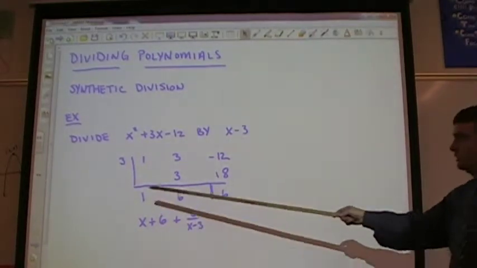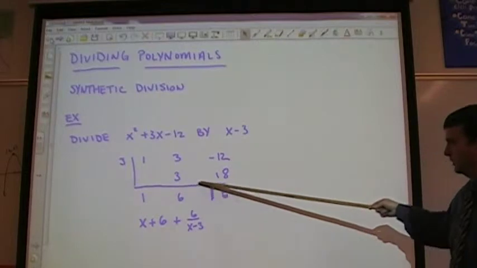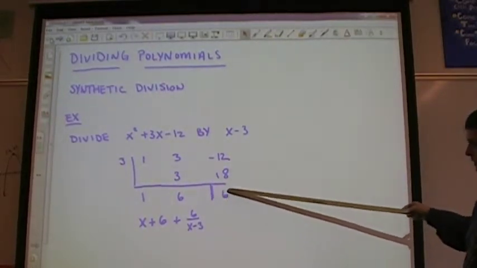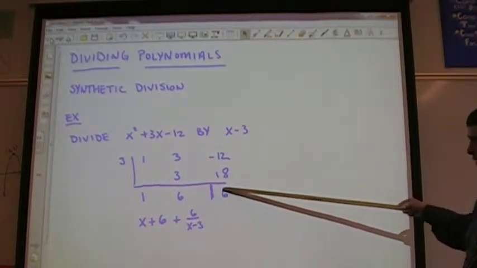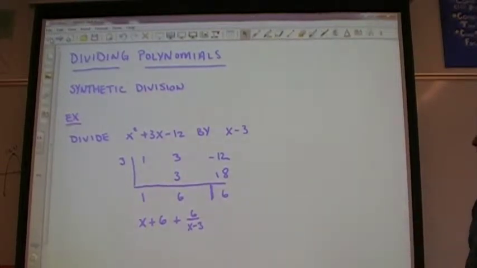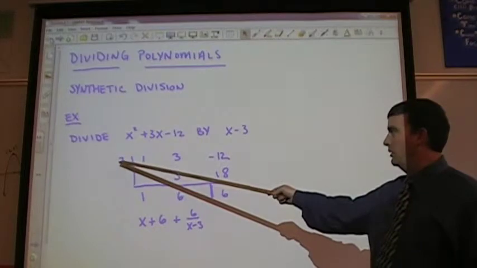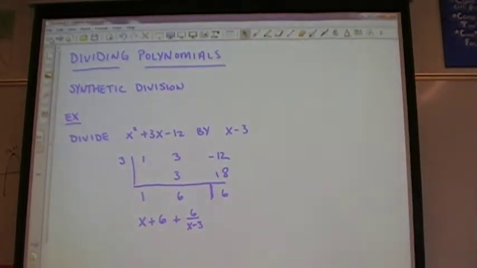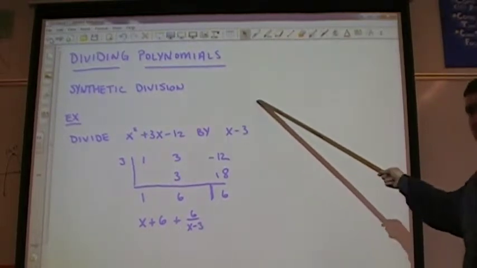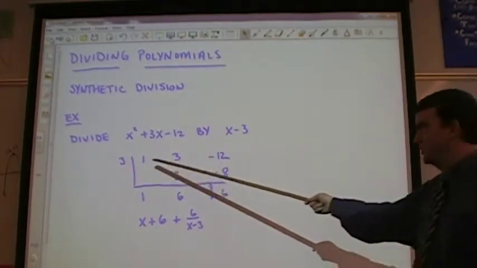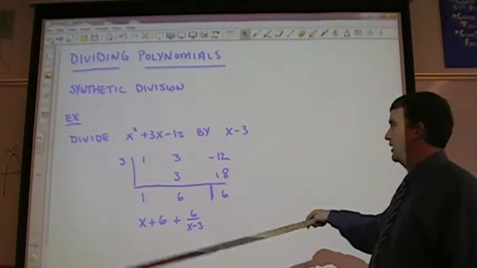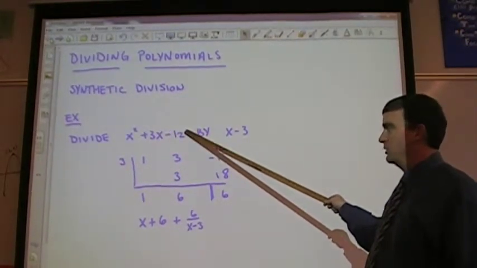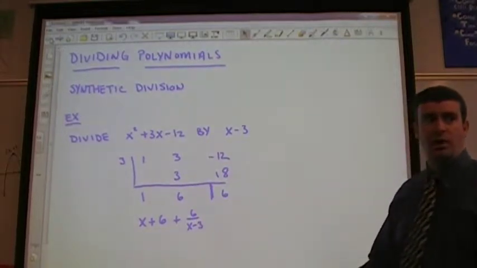So what you do is draw a box like this. And right here, the number that you end up in here is your remainder box. Outside I put a 3. Where do I get the 3 from? From this x minus 3. Whatever makes it equal 0 goes outside the box. Inside are your coefficients and your constant of the original polynomial.